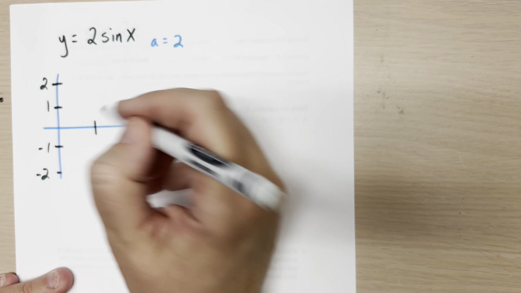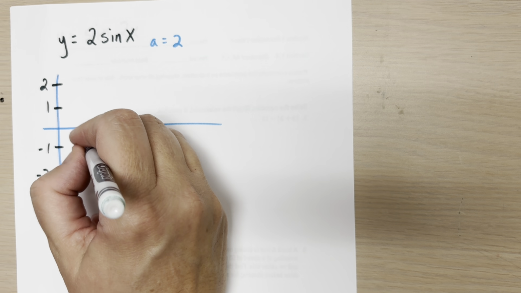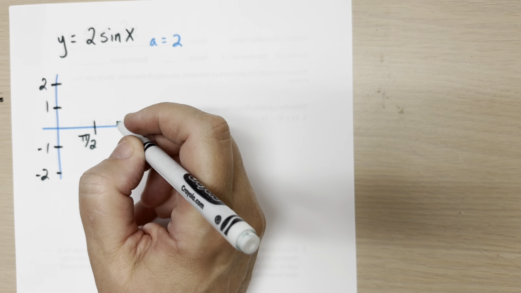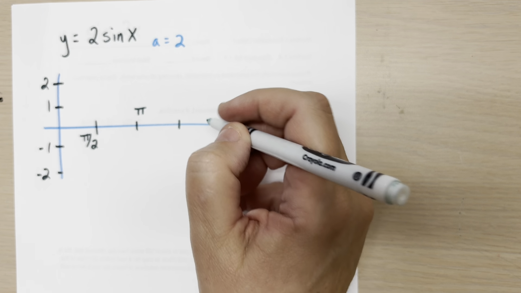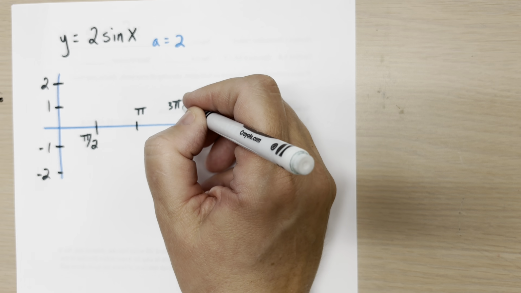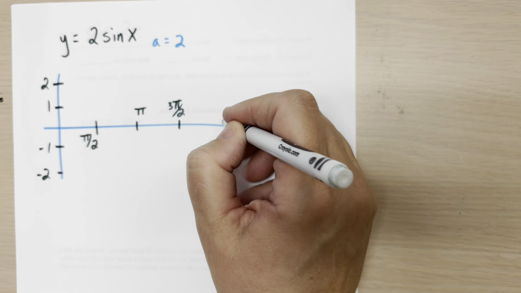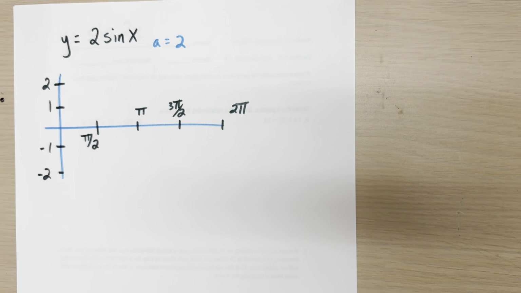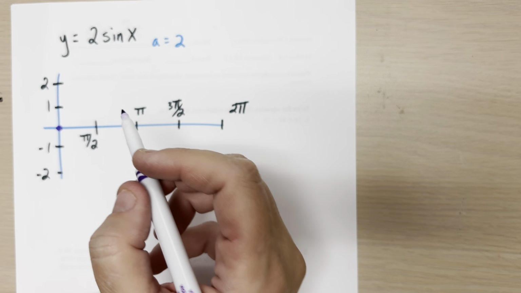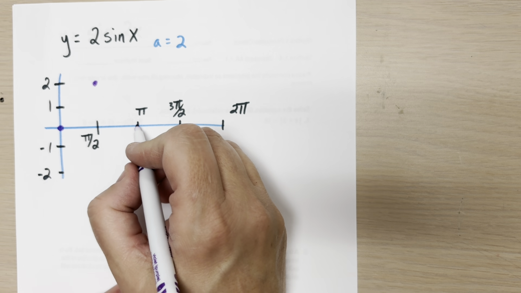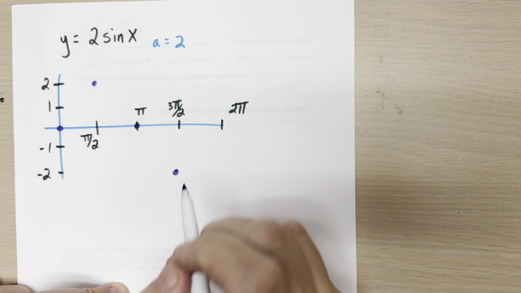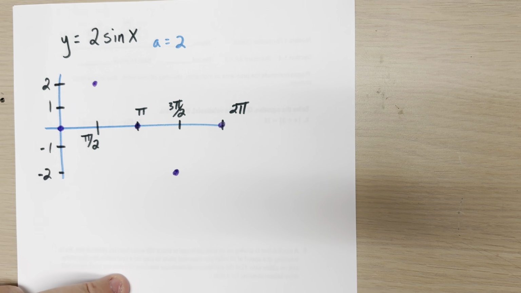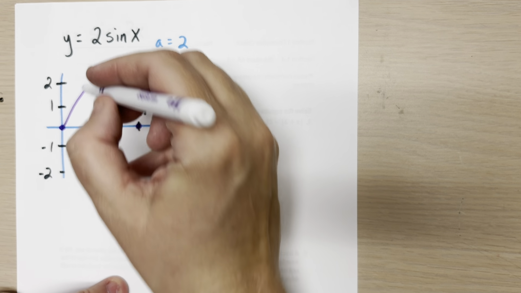Then we're going to go over here to pi over 2. And then we're at pi. And then over here, we're at 3 pi over 2. And finally at 2 pi. Okay. Sine starts at the midline, which is right here on the axis. Then we're going to go up 2, back to the midline, down to -2, and then back to the midline. So we're going to do our sketch like so.